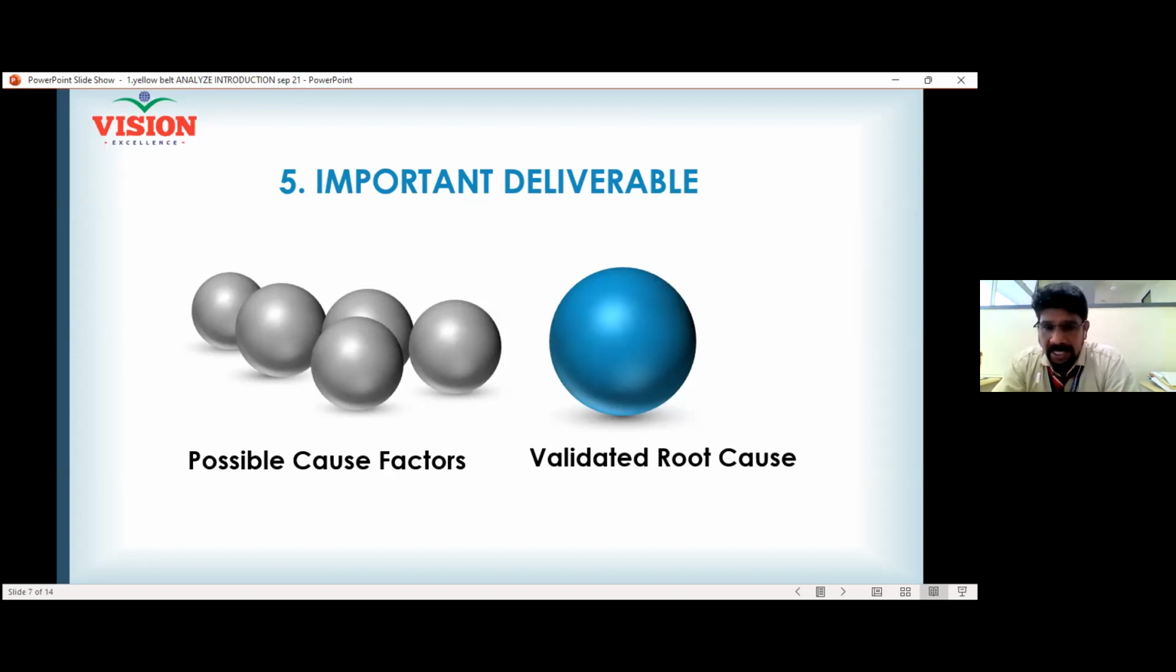Then at the end, after so much discussion, brainstorming, and usage of other tools, I was able to arrive at a validated root cause. My son is not attending the class. Because of that, he is scoring poor marks. So after the analyze phase, you will be able to arrive at a validated root cause.